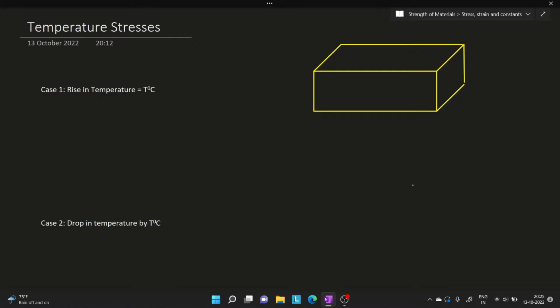In today's video, we are going to talk about temperature stresses, and later on we'll be solving some simple problems on it. So first of all, let me take two cases to explain what temperature stresses are. In the first case, we'll go with a rise in temperature by 3 degrees Celsius.